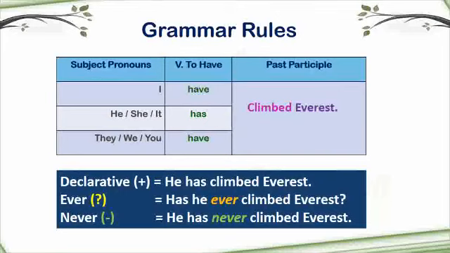Never means not. Okay? We use it for the negative form. He has never climbed Everest. It means he has not climbed Everest, or he hasn't climbed Everest. So we use never as not for the negative form. He has never, it means he has not. Okay? So this is almost all about using never and ever with verb have.